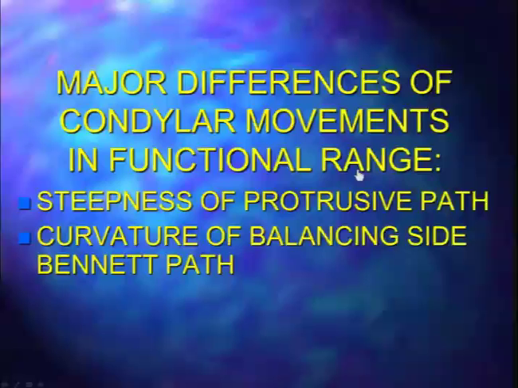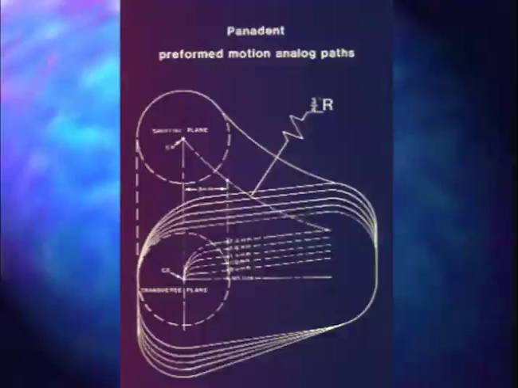The major differences of condylar movements in the functional range were the steepness of the protrusive pathway and the curvature of the balancing side Bennet pathway. So if we look at a schematic of the motion analogs, here we have the sagittal plane or profile view, and we see the patient's protrusive pathway, which averaged a 3/4 inch radius. And we can rotate the analogs to set different patients' protrusive pathway angulations. The Bennet pathway again was varied a little bit by half a millimeter, creating these 5 different analogs of motion of the Bennet movement within the functional range of 3 millimeters.